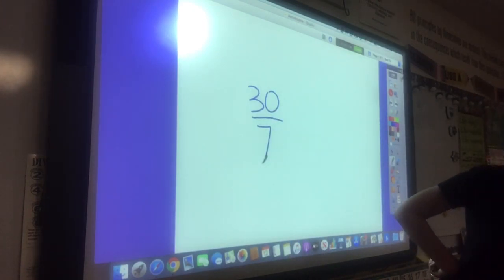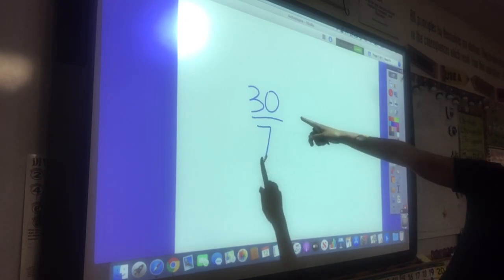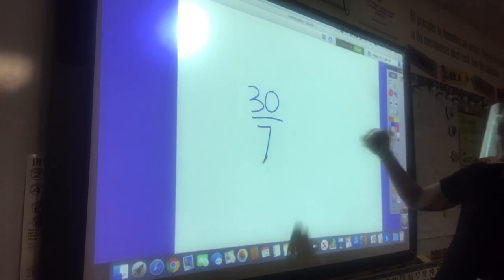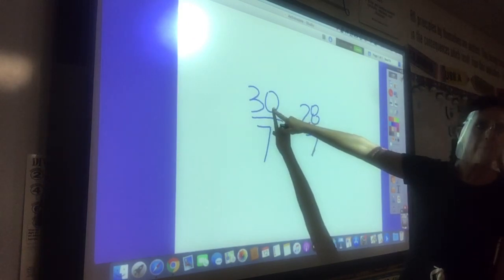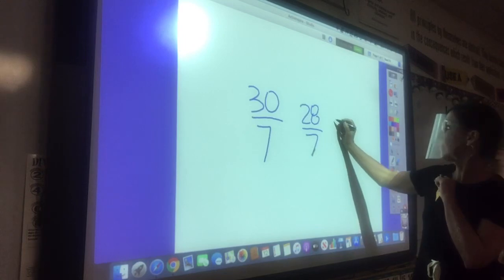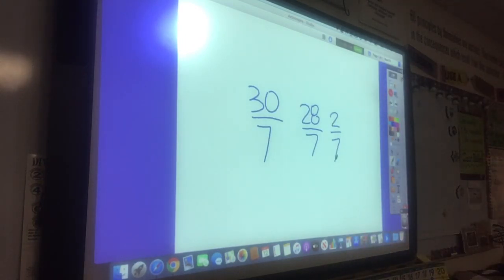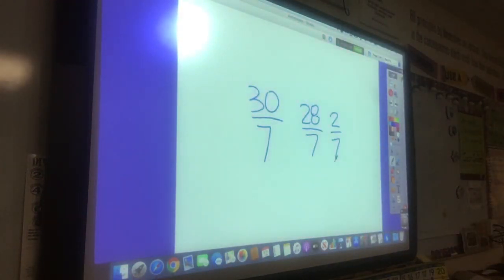Close. So 28. So we're going to put 28 sevenths. And then Giancarlo, this is 30 sevenths, so how many more sevenths do I need? Since this was 30 and I have 28. 2 sevenths. Now all we do is change the 28 sevenths to the whole number that it is, put the fraction with it, and we have our mixed number. So Grace? 4 and 2 sevenths.